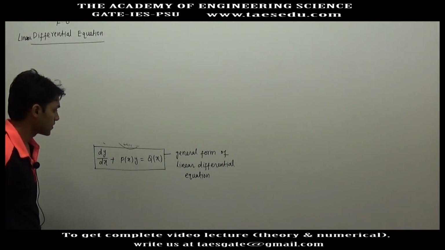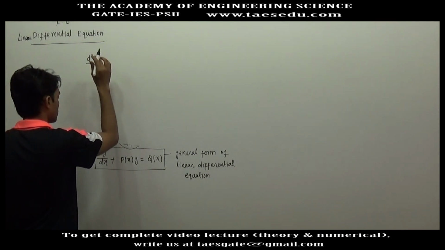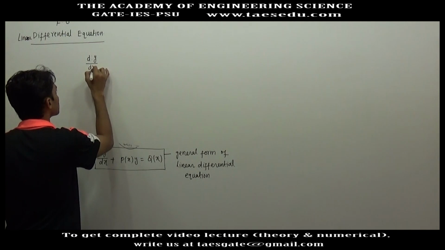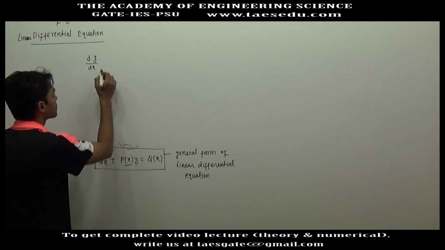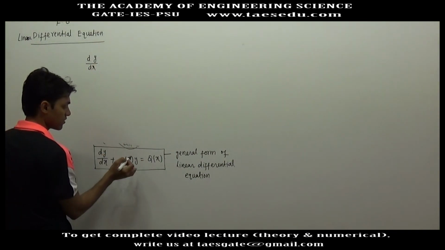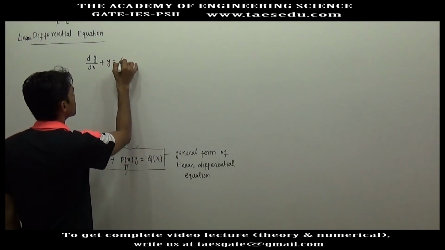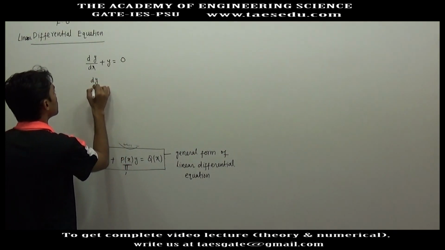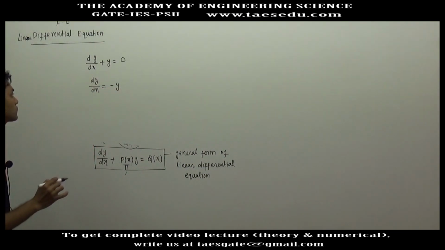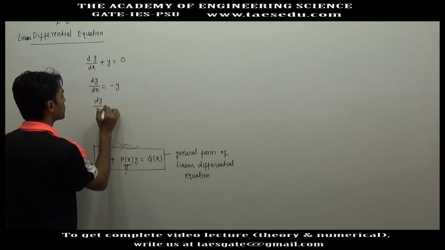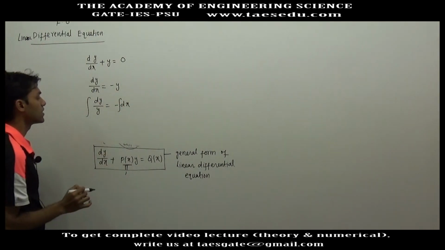So first I will take the simplest example. Let's say P(x) is equal to 1. P(x) is a constant function of x. This is 1. So we will have dy by dx plus y is equal to, and let's say Q(x) equal to 0. So what we will have? dy by dx equal to minus y. We will have dy by y equal to minus dx. Now this can be integrated on both sides very easily.